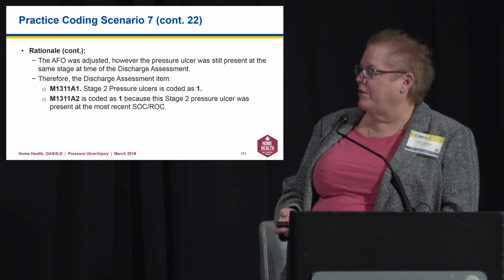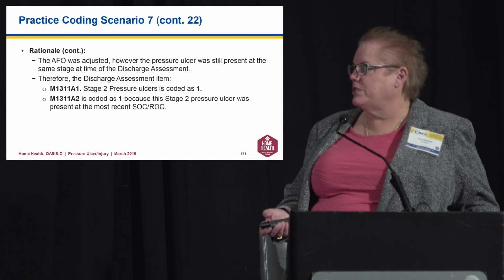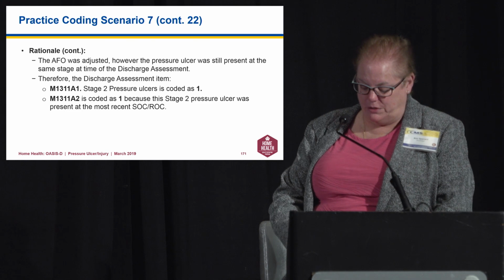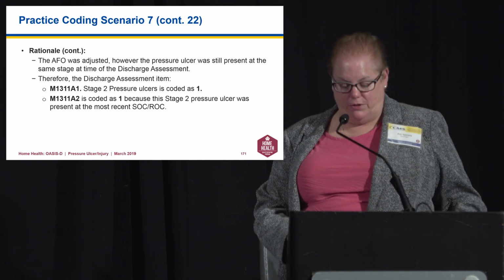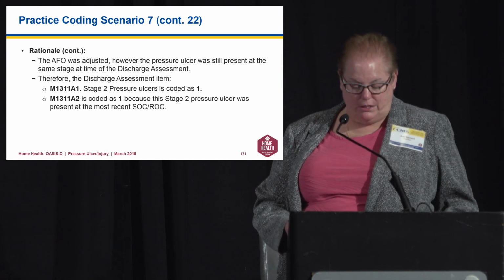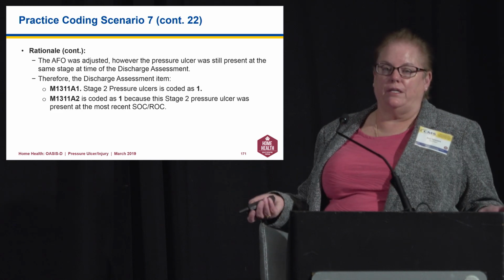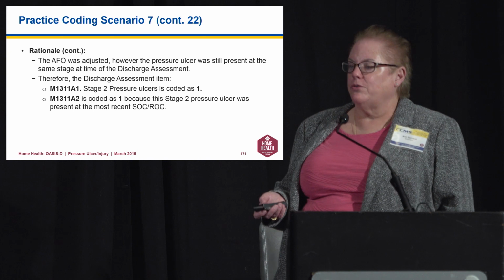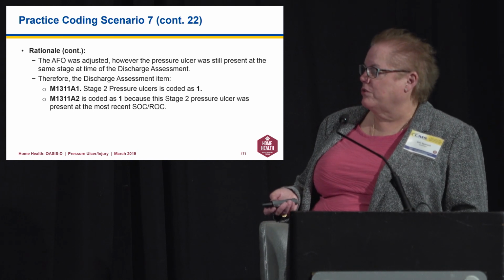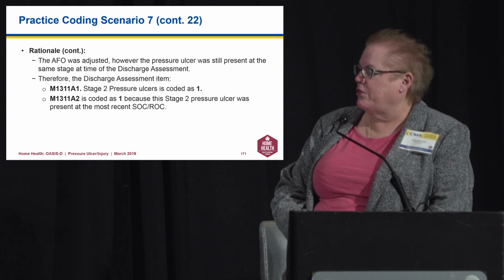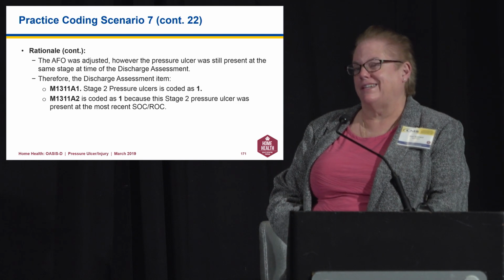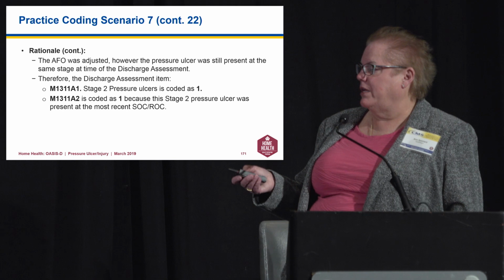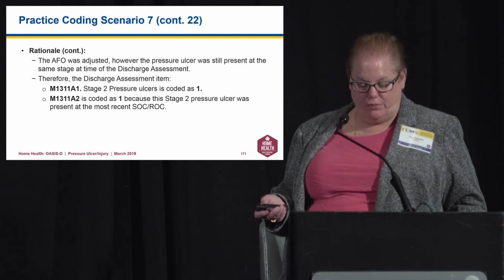And then the AFO was adjusted. However, the pressure ulcer was still present at the same stage at the time of the discharge assessment. So you did the right thing, right? You had the brace assessed and adjusted, but the wound hadn't healed yet. Therefore, on the discharge items, M1311A1, stage 2 pressure ulcer, is coded as 1, and then M1311A2, which asks what was present at discharge, and of those, what were present at start of care, it's 1 because it was present there.